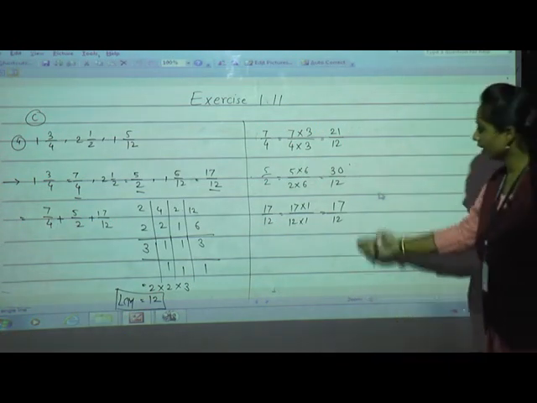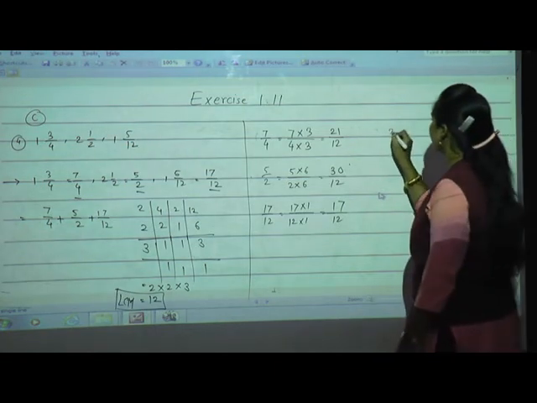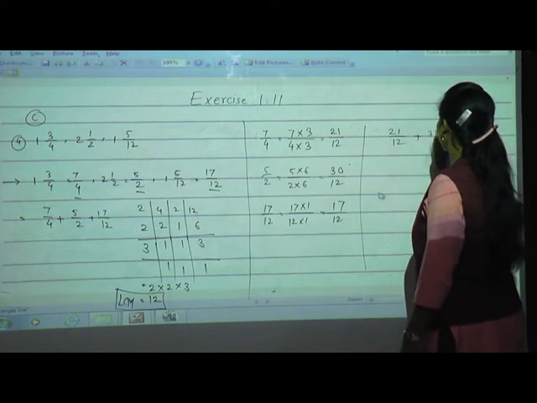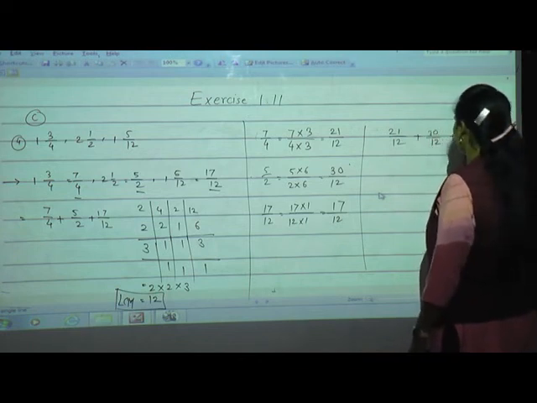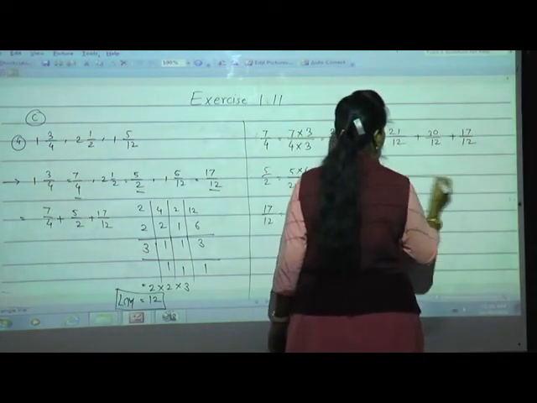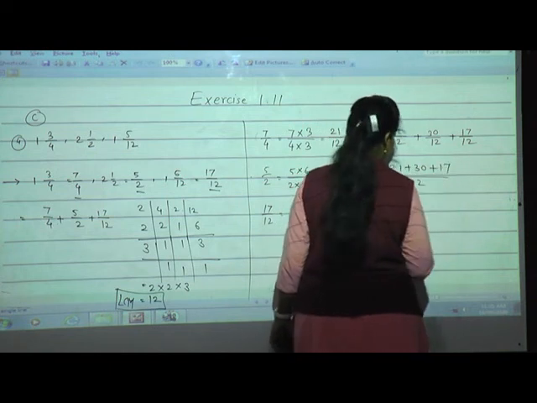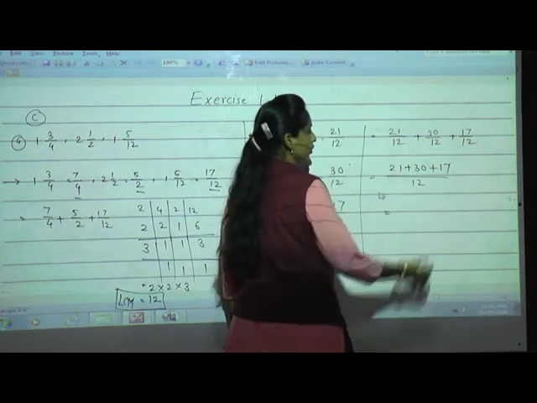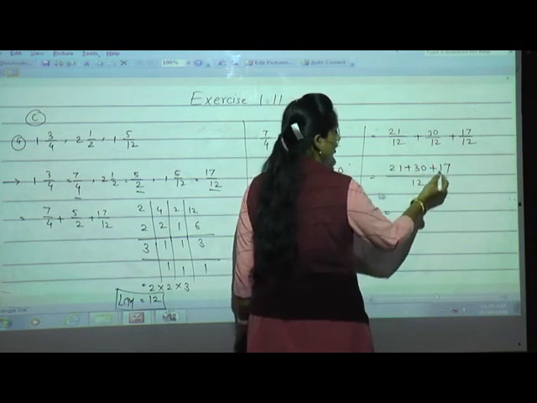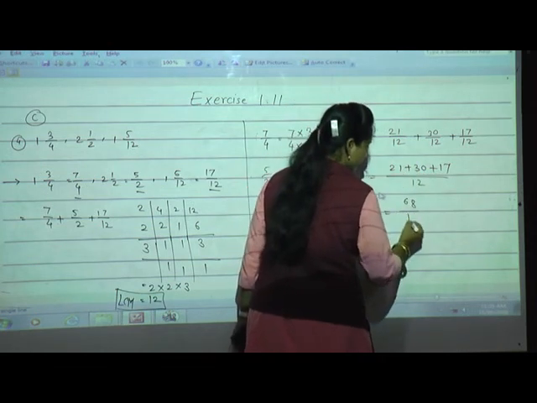Now we got 3 fractions with the same denominator. Now we can add 21 upon 12 plus 30 upon 12 plus 17 upon 12. Now denominators are same, so write only one denominator and add all numerators. Now do the addition. 1 plus 0 plus 7 is 8, 2 plus 3 is 5, 1 plus 3 is 4. So the sum is 68 upon 12.